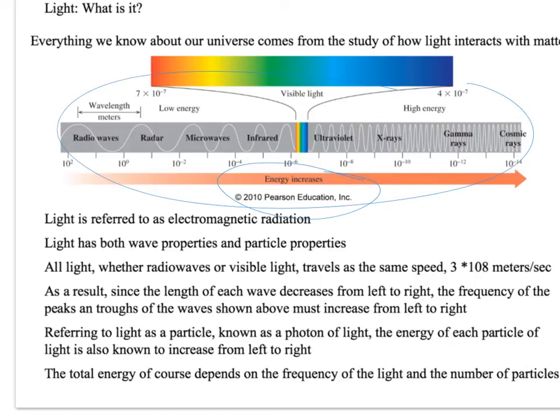Light has both wave properties and particle properties. All light, whether it's a radio wave or visible wave, travels at the same speed, 3 × 10⁸ meters per second. As a result, since the length of each wave decreases from left to right, the frequency of the peaks and troughs, that's these guys here, must increase from left to right. We refer to light as a particle, known as a photon of light. The energy of each particle of light is also known to increase from left to right.